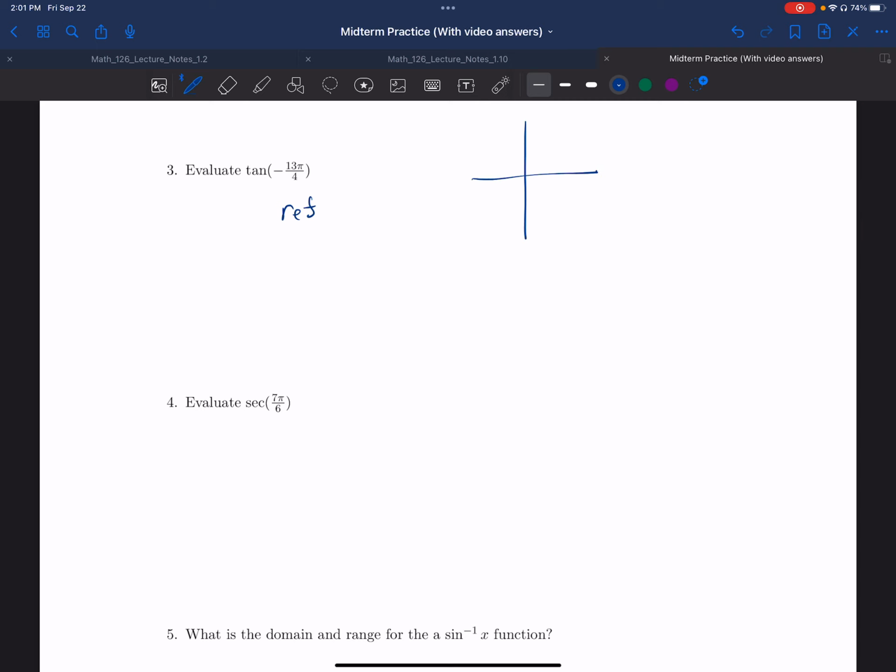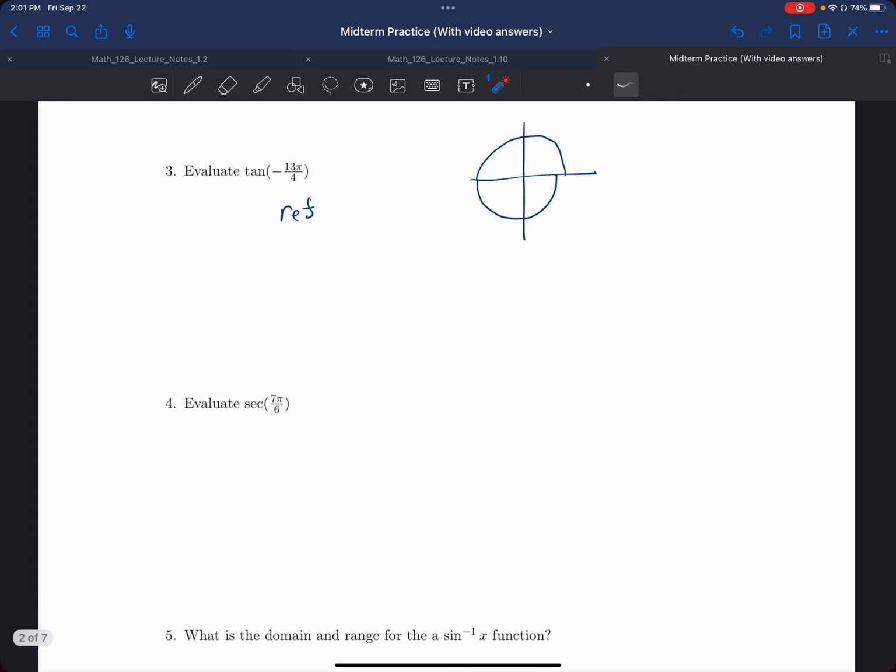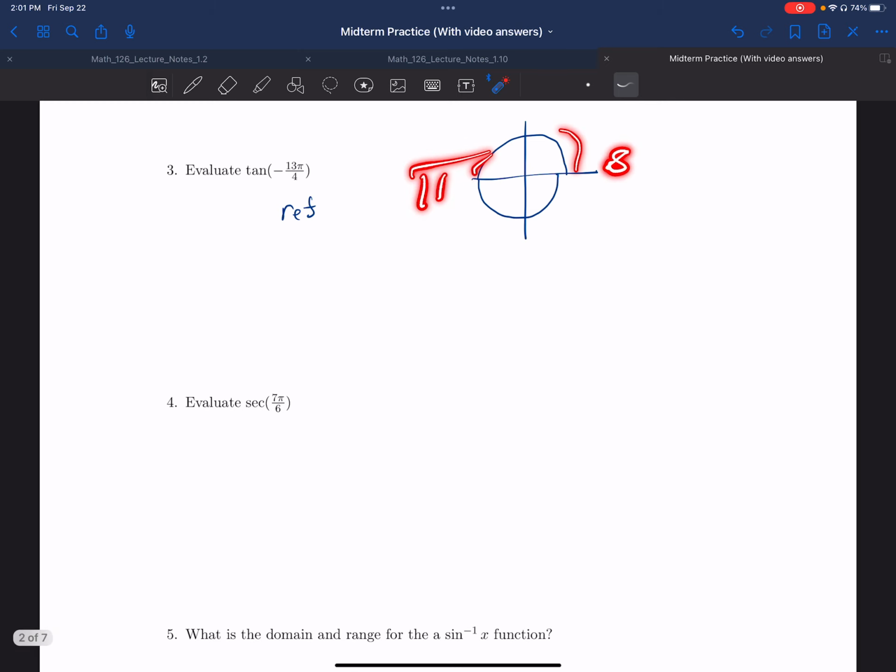So here, if we do this, I'm going negative, so this is 4 pi over 4, 8 pi over 4, and so I'm going in terms of pi, right? So this is 4 pi over 4, or in other words, just pi. And then here goes the 8 pi over 4, or in other words, 2 pi. And then if I do one more, that'll be 12 pi over 4, and then we just have right here.